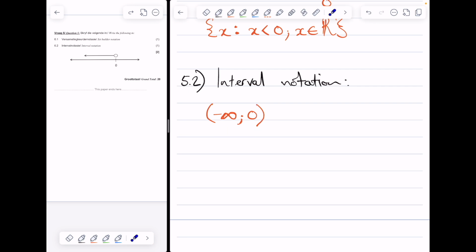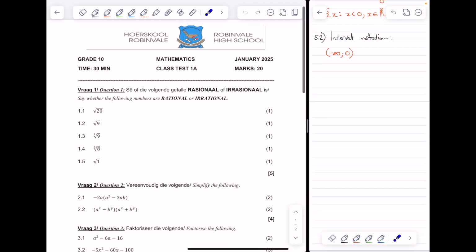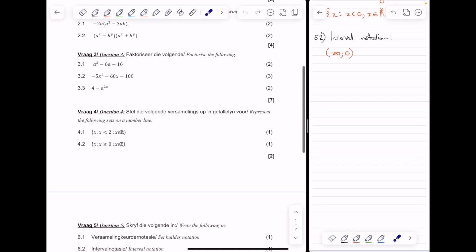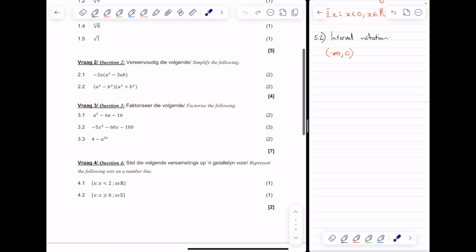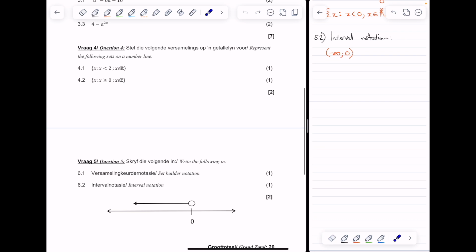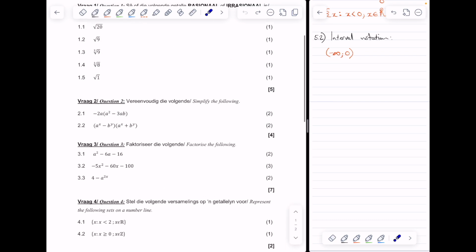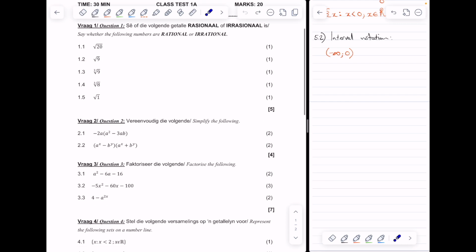All right, so that's the test. That was our first encounter with some grade 10 mathematics, just basic stuff, some revision of grade 9, of course. We'll see a lot more of set builder notation and interval notation later on when we do the topic of inequalities. And hope to do a lot more of these.